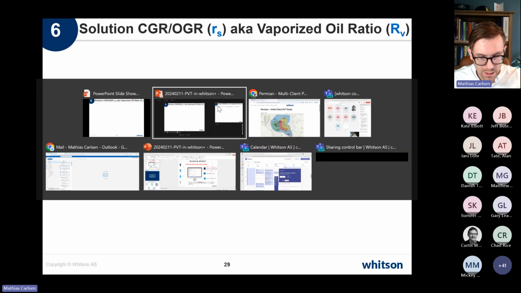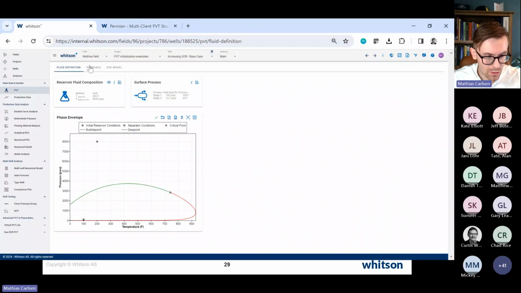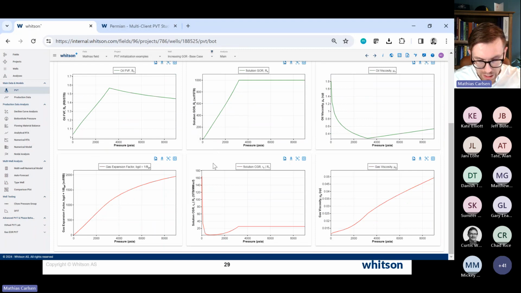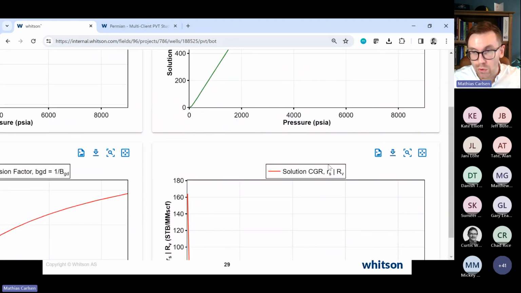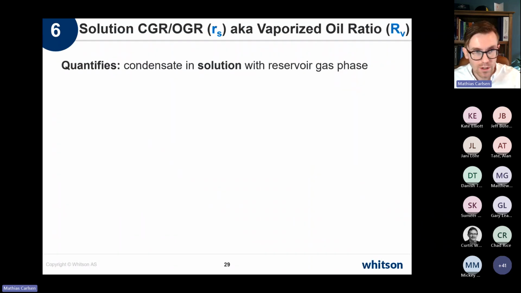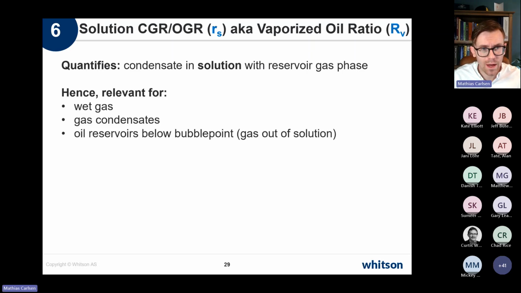And so if I went into this guy right here, that was actually not an oil, but here you see we actually try to use both symbols just to make it easier for people. What it does is quantify the condensate in solution with the reservoir gas, and it's relevant for wet gases, obviously, because a wet gas will have some condensate in solution. It's also relevant for a condensate. And then a lot of people don't realize that it's also relevant for oils.